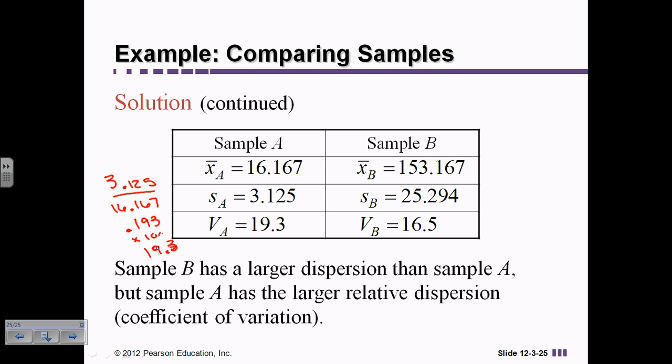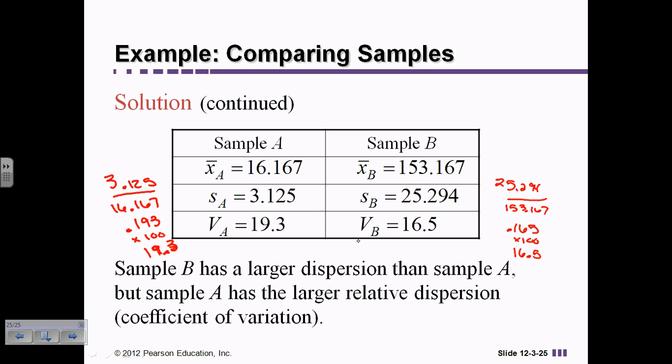And then over on sample B, we're going to do 25.294 divided by 153.16, which gives 0.165. Again, multiply by 100, and I get 16.5.